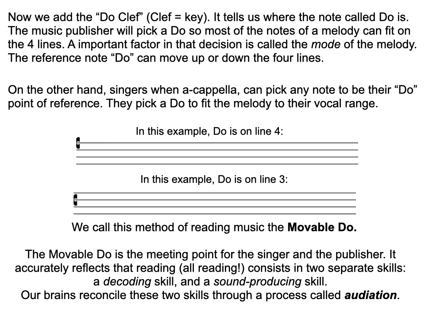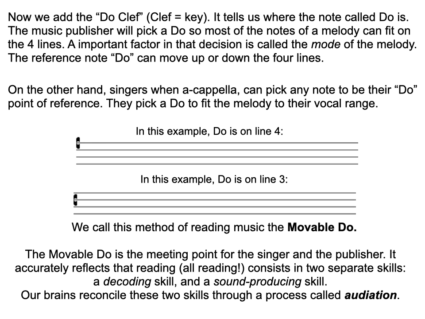So now on this line we're going to add our do clef. A clef is another name for a key. And that do clef tells us where the note called do is. The publisher of the music will pick a do so that most of the notes of a specific melody can fit on these 4 lines and the space between the lines.